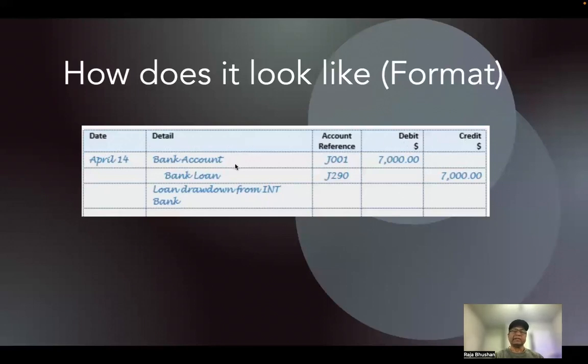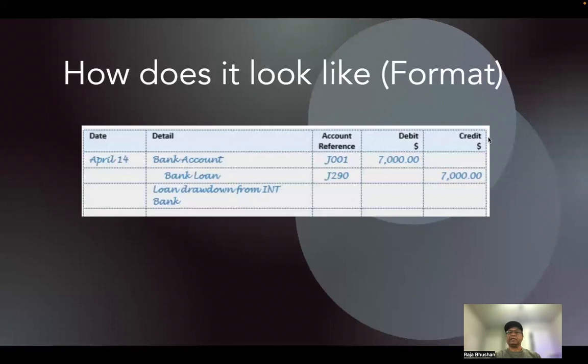So what is the detail of the account? Bank account. And the reference number belongs to the bank loan. Bank loan is J001 and bank account number is J290. You may ask me why this is recorded in the reverse manner. When we discuss T accounts or the ledger, if you are looking at the bank loan, you will see that J290 belongs to the bank account. That means how did you receive this 7,000 of bank loan? You received it by way of cash to your bank account. So that is the account reference.